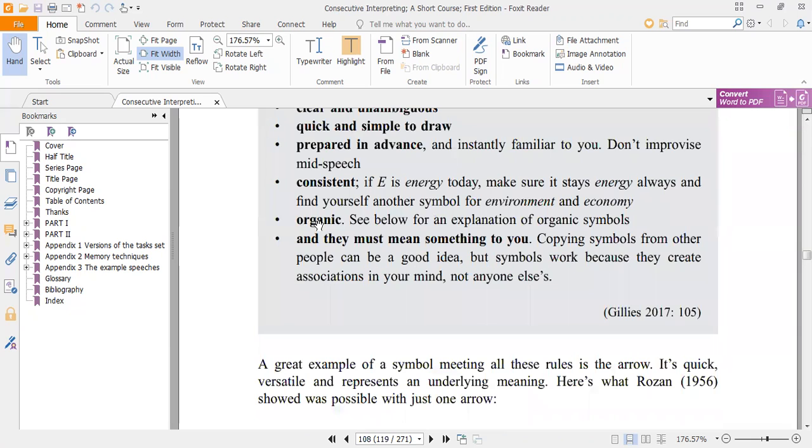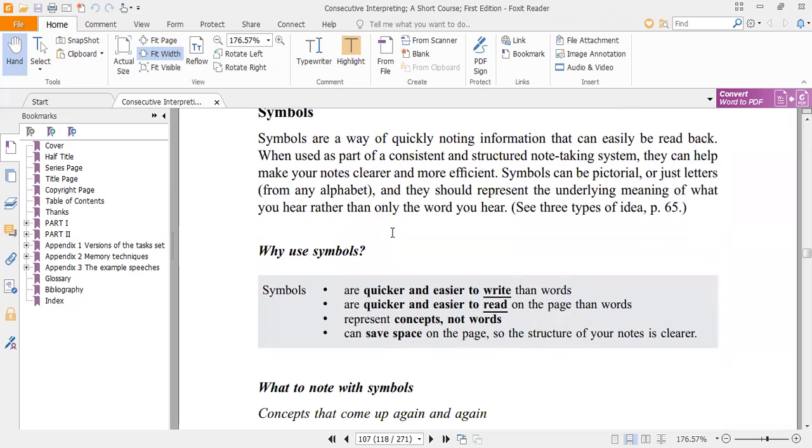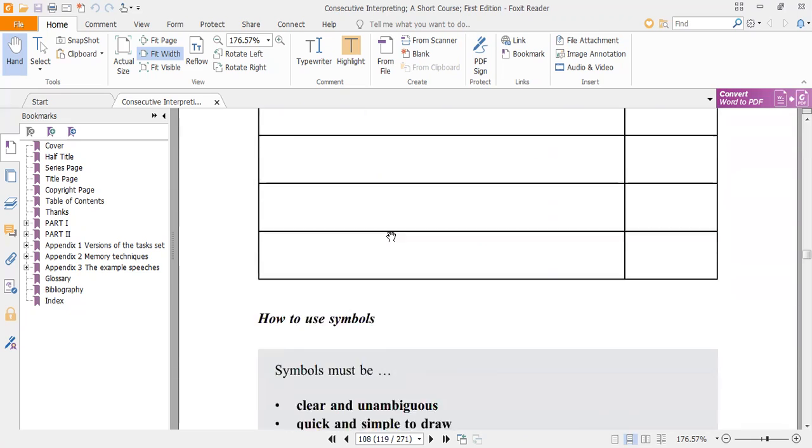It should also be meaningful and mean something to you. Organic. We are going to talk about this issue now.